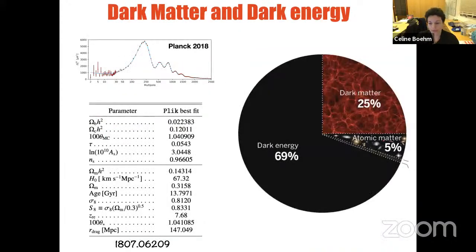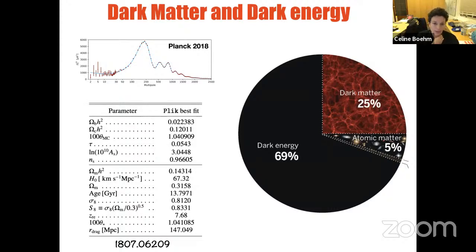Now I showed you this plot also. The analysis of that plot tells you that there is about 25% of this new substance, which we call dark matter, something like 70% of dark energy. And then you have atomic matter, so ordinary matter, it's about 5%.